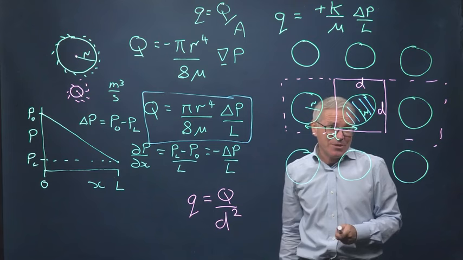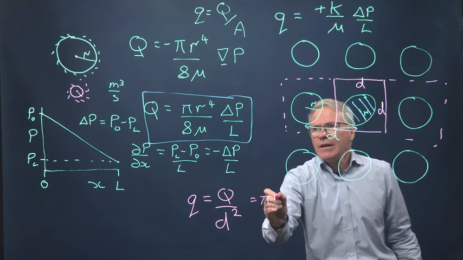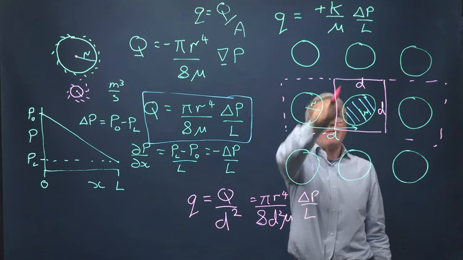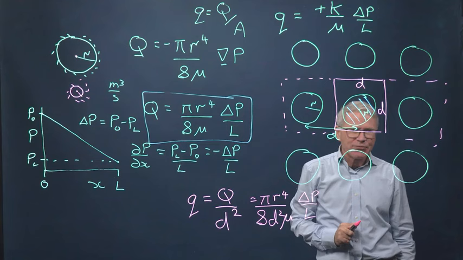Okay, so we can write that. That's pi r to the fourth over 8 d squared mu, delta p over l. Okay, so that looks fine. And now it's looking very Darcy's-law-ish, isn't it? But there's one other step, because it seems to contradict what I said. I said I don't really want to be trying to add up too many pores.